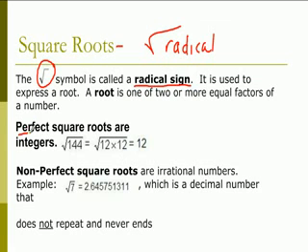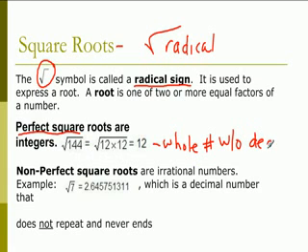So we have things called perfect squares, which means there are 2 equal numbers that are multiplied together that equal that number. So the square root of 144 is 12 because 12 times 12 is 144. If a number times itself equals the number under the radical sign, that means it's a perfect square, and it's going to end up being a whole number, without a decimal.